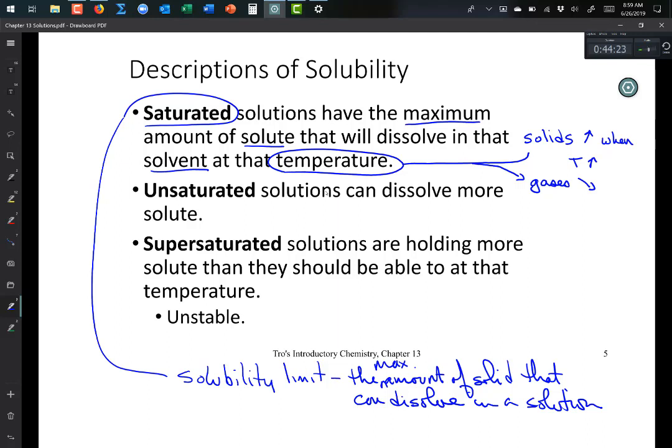Okay? So a supersaturated solution holds more solute than should be stable at that temperature, and these solutions are all unstable. So if you take a supersaturated solution, and the supersaturated solution is unstable, what that means is eventually some of the solid will precipitate out. And it'll precipitate out until it reaches the solubility limit. That is, it'll be a saturated solution. Okay. Questions on any of that? All right, we'll move on.